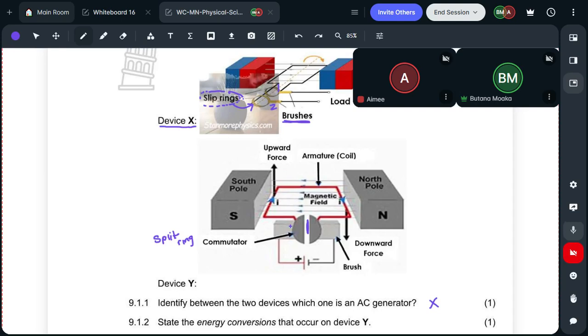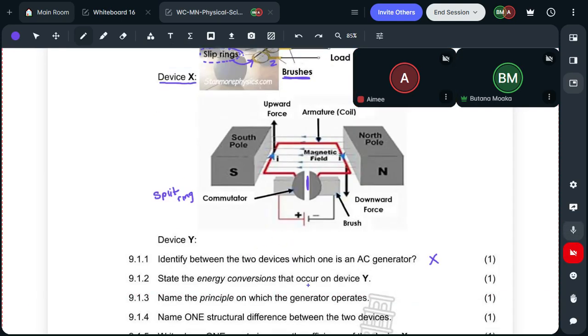Are you still with me? Yes, I am. I'm showing you how to be the best. If you can understand that table, you are good to go. Look at this. State the energy conversion that occurs in device Y. So first things first, what is device Y?